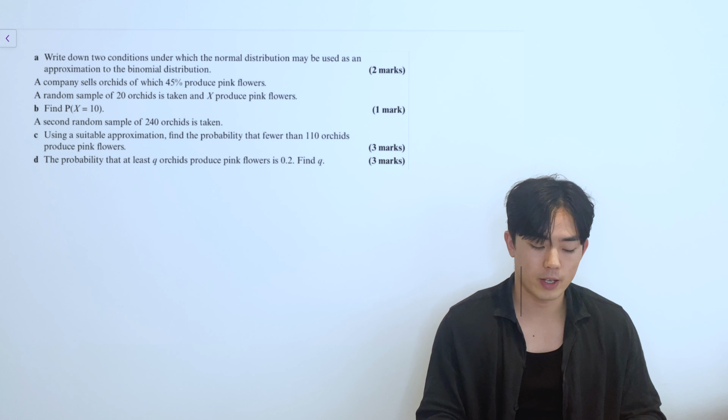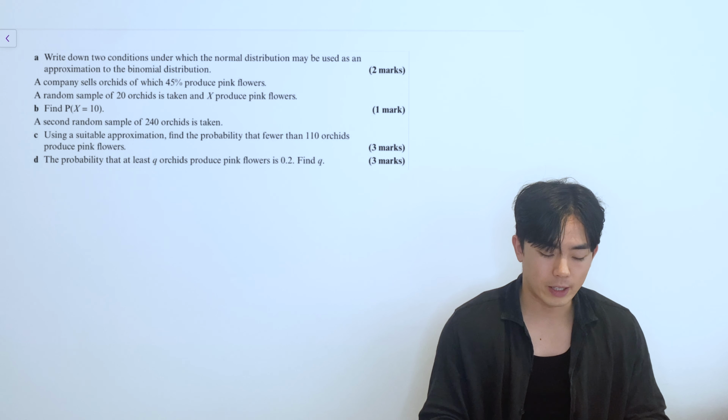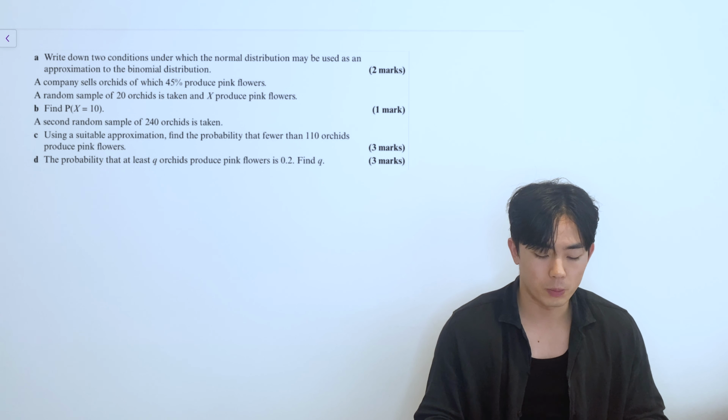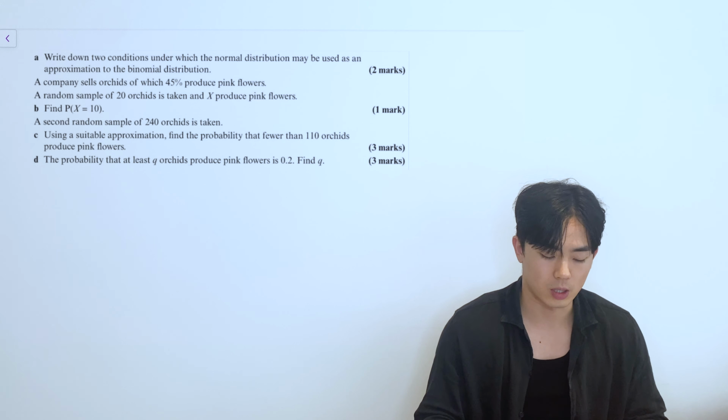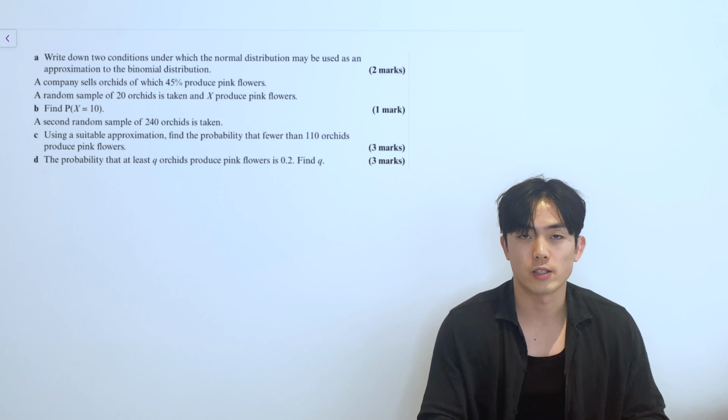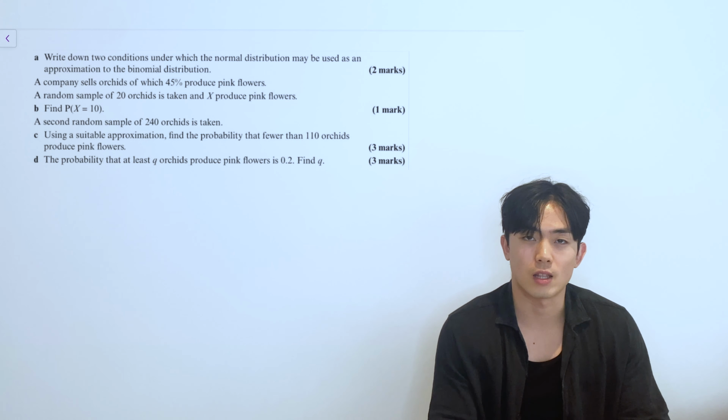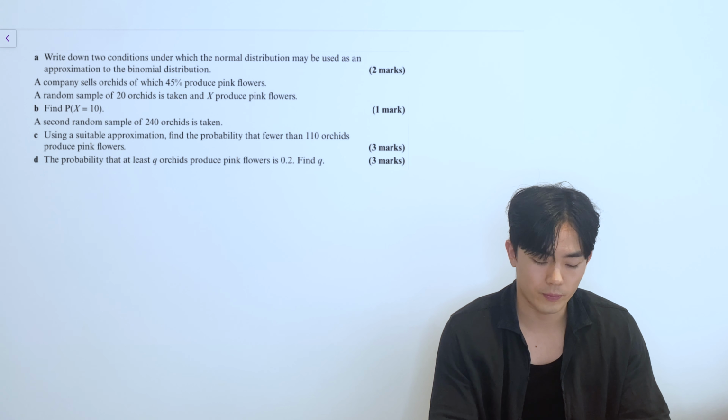Right, let's try this question here. In part A, write down the two conditions under which the normal distribution may be used as an approximation to the binomial distribution. So this is like earlier we said, right, when n is large and p is close to 0.5.